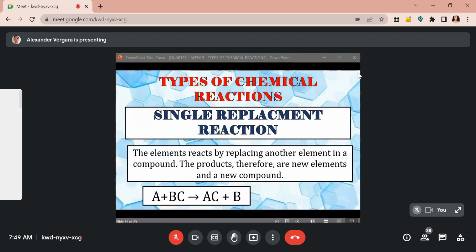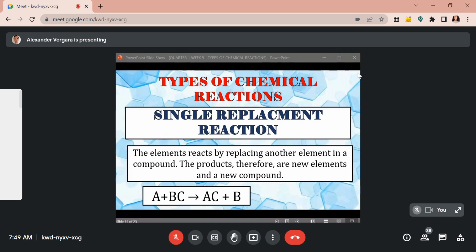So meaning to say, in the single replacement reaction, there will be a third party. Nakakainis talaga yung mga third party na yan, no? Nanggugulo ng relationship. Isn't it? Sino ba yung mga third party?